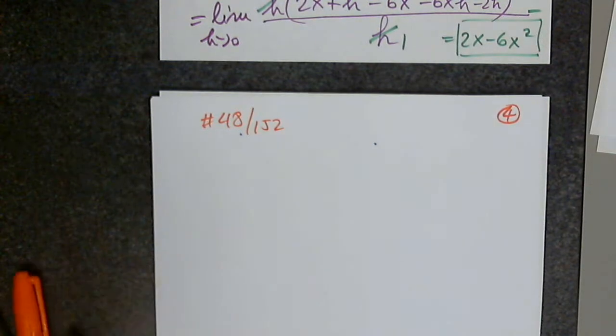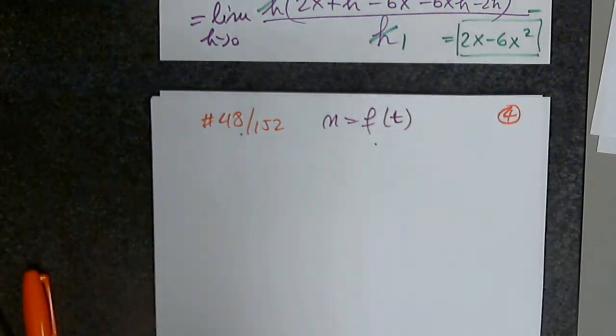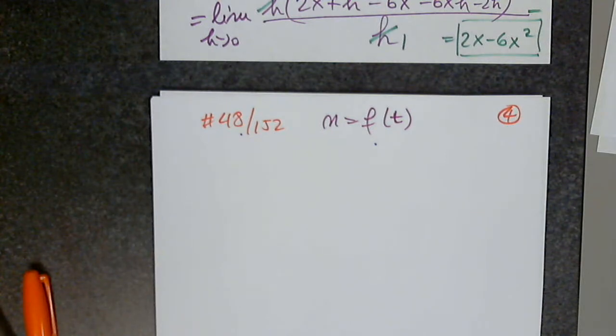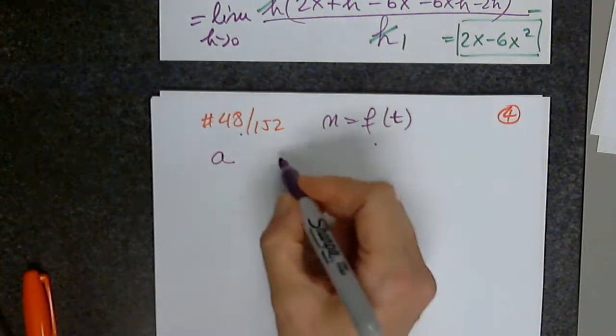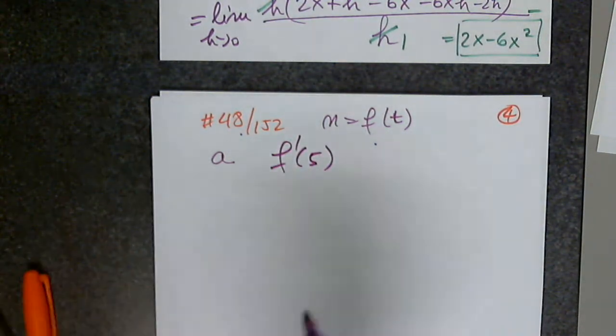The number of bacteria after t hours in a controlled lab experiment is N equals f of t. The number of bacteria after t hours is a function. The number is a function of t. I have to take notes. So N equals f of t. Perfect. Part A. What is the meaning of the derivative f prime of 5? What are its units?